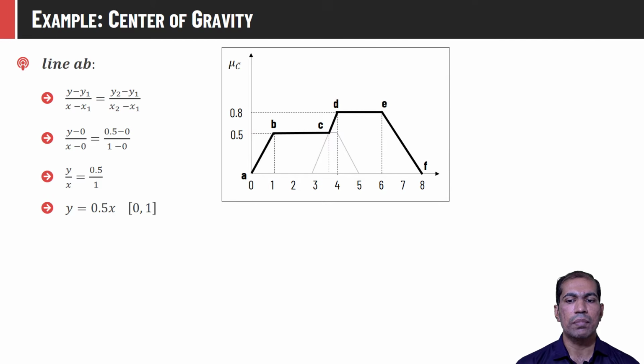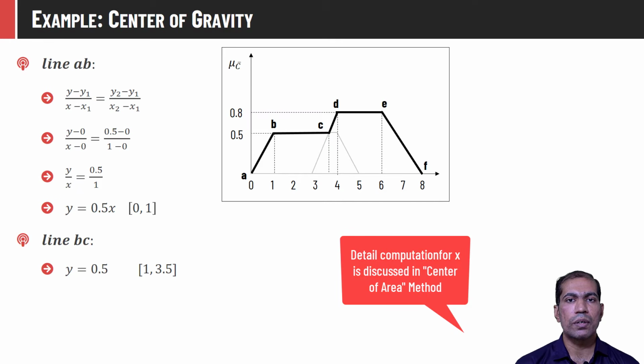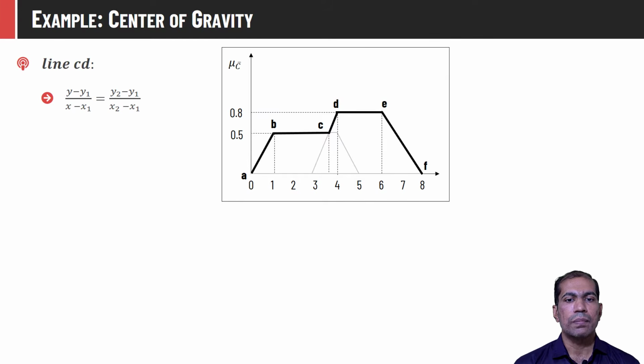As you can see in the diagram, the line AB varies from x equal to 0 to x equal to 1. The equation of line BC is y equal to 0.5 because it is a horizontal line and it is constant for any value of x. This line ranges from x equal to 1 to approximately x equal to 3.5. I have not computed the accurate value of x for simplicity, but I will show you how to calculate the exact x. Line CD, in a similar way, we can compute the equation of line CD.